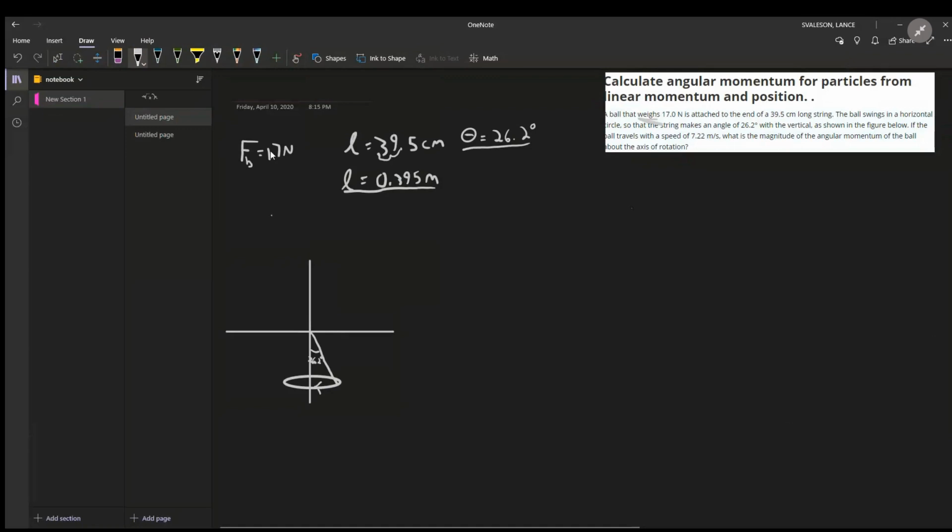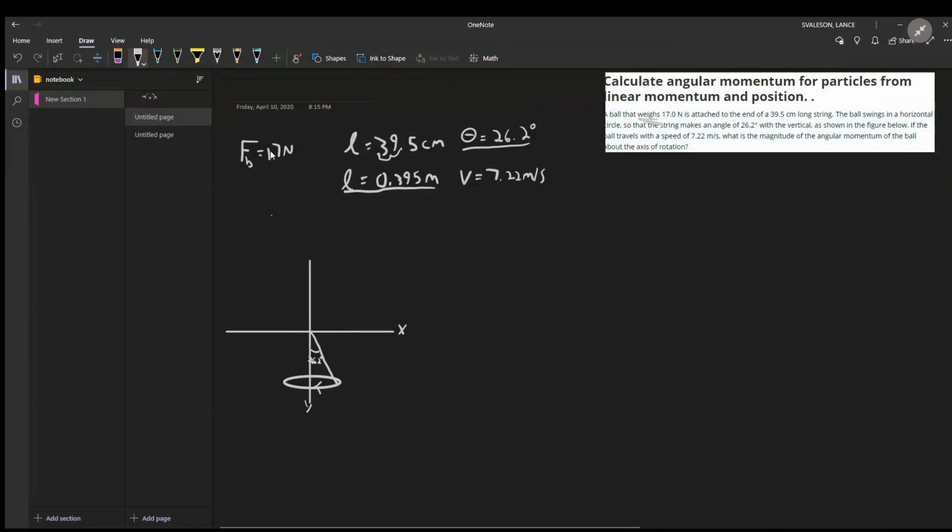If the ball travels with a speed of 7.22 meters per second, meters per second is a unit of velocity, so I'm going to use V for velocity, 7.22 meters per second. What is the angular momentum of the ball about the axis of rotation? The axis of rotation is the vertical y-axis in this case. The horizontal axis is the x, which is the direction the ball is traveling in, but it's rotating about the y-axis. Like I said, it could be inverted. It doesn't matter because the calculation will still be the same regardless.